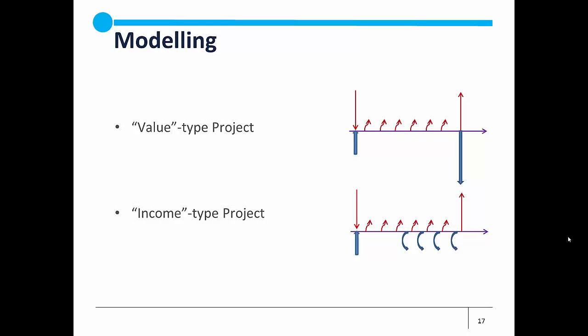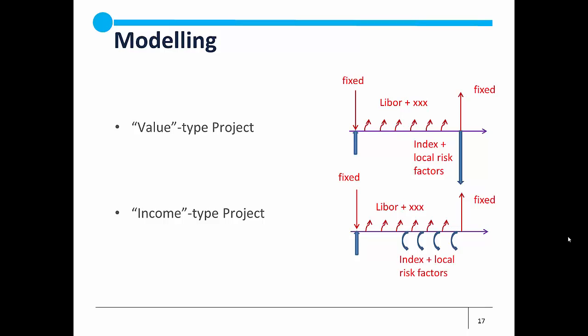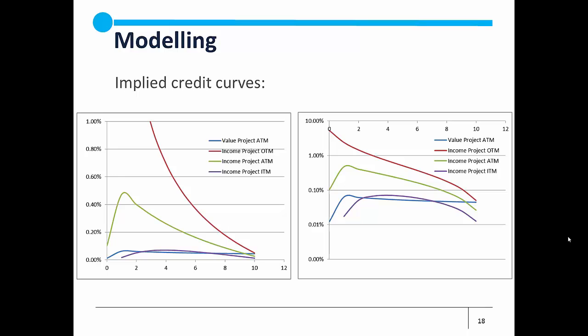So when it comes to modeling, we'll pick two extreme case scenarios. We have a value type project, so that's a project which makes zero to no income, where purely the bet is on increase of the value of the underlying project. And on the other hand, we have an income type project, which does not necessarily appreciate in value, but which generates income. The reason why I'm putting them up here is because for those two projects it becomes fairly easy to model the actual credit curves.